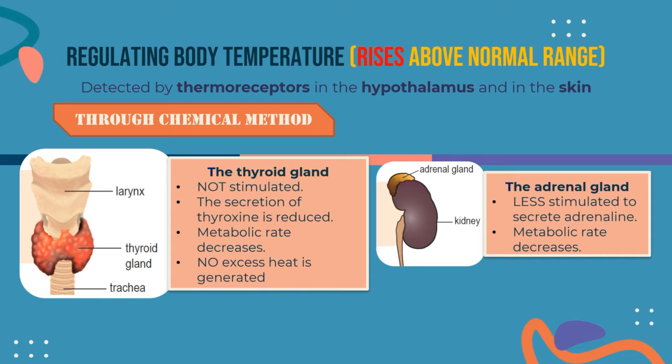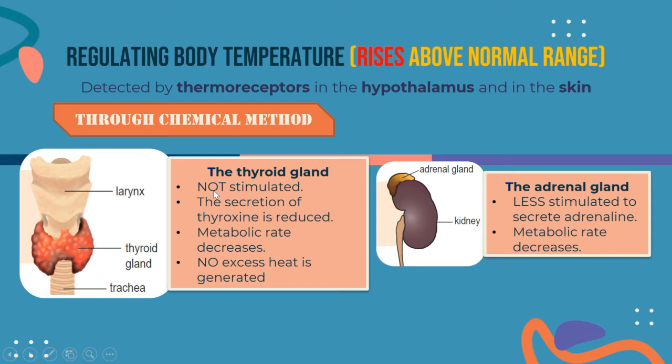What mechanisms occur? First, it involves the thyroid gland. So this is our thyroid gland. Do you still remember what hormone the thyroid gland releases? The thyroid gland secretes thyroxine. What is the function of thyroxine? Thyroxine is very important to regulate the metabolism of the body.